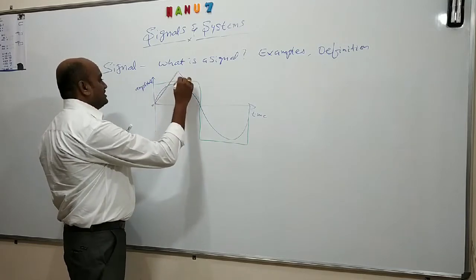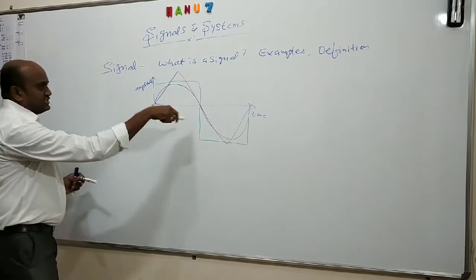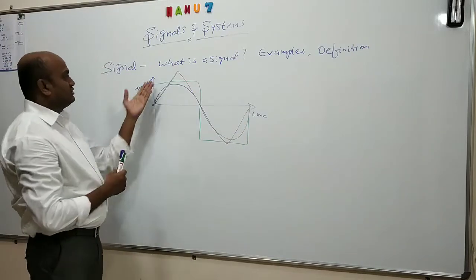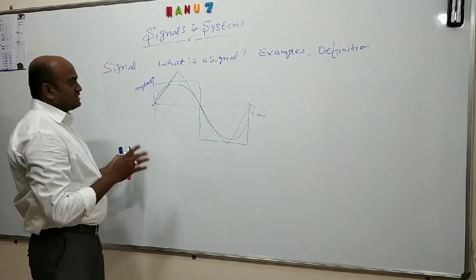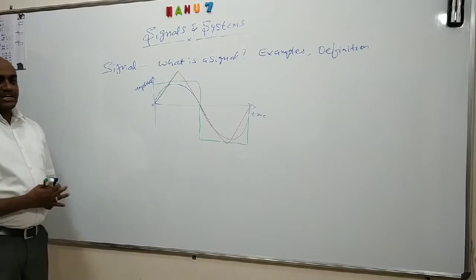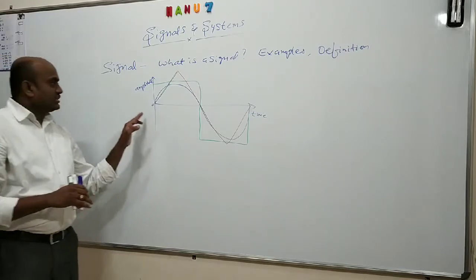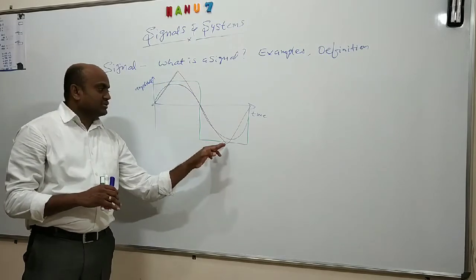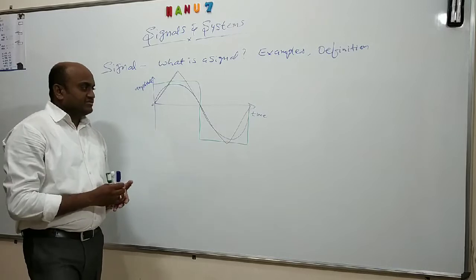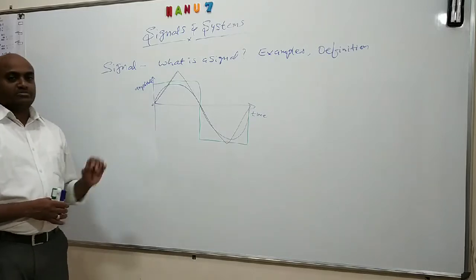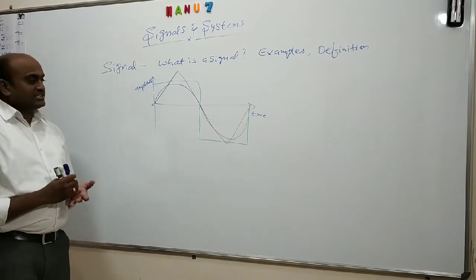It is any physical quantity that is varying with respect to time. Here, the three signals which I have drawn have the same phase but different amplitudes. Just for information, a signal is any physical quantity that varies with respect to time, space, or any other independent variable. But in real life, we will use the independent variable as time itself. We won't use space or anything else.